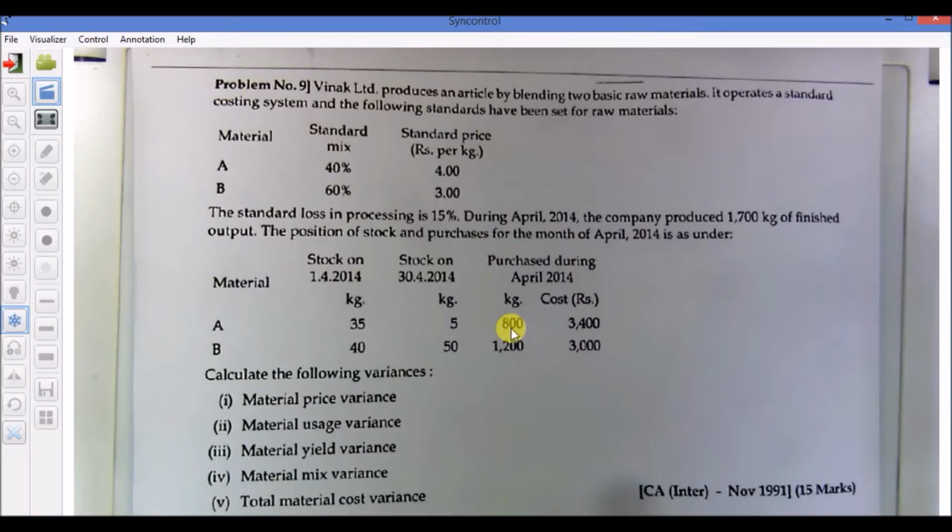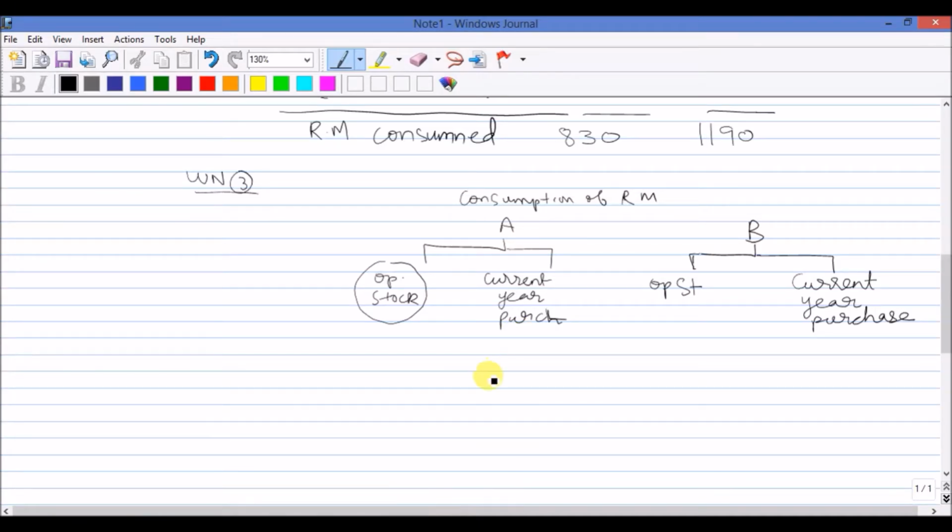So I know the current year purchase. I have paid 3,400 rupees for buying 800 kg. That means per kg how much I have bought it. Divide. So 4.25 is the cost of the current year purchase.